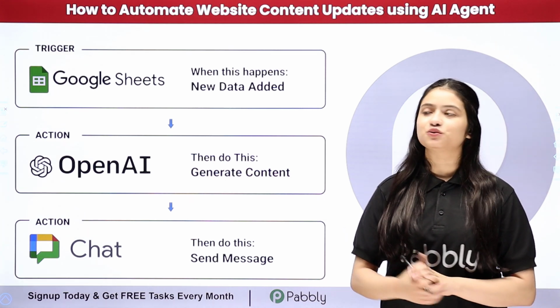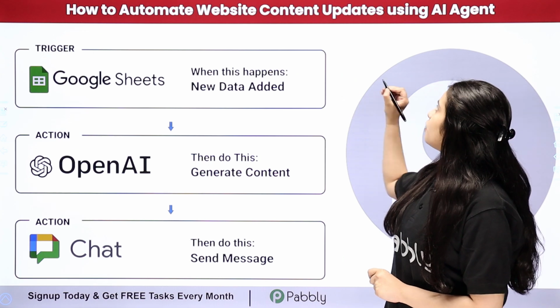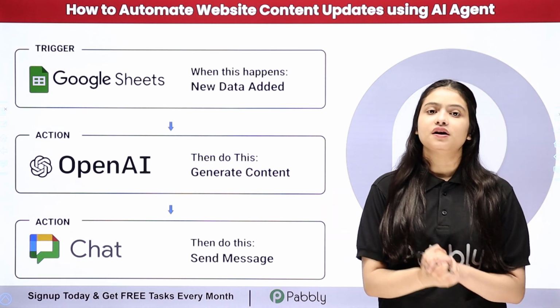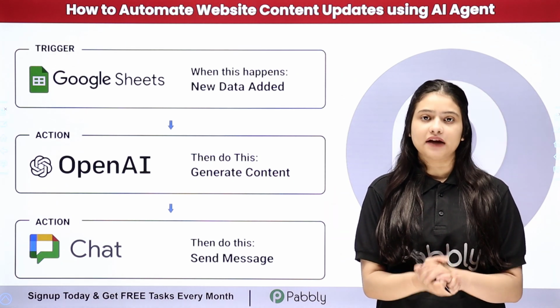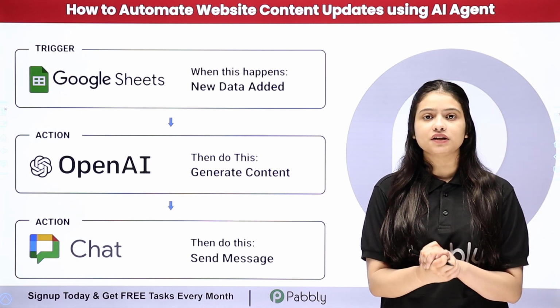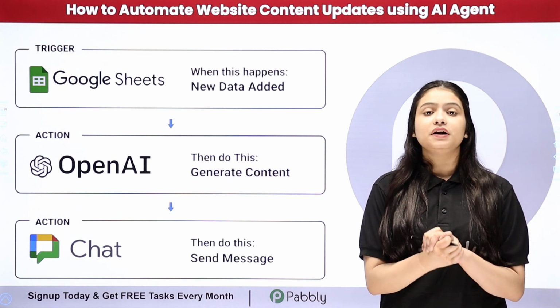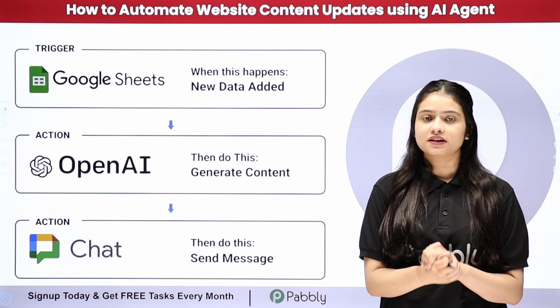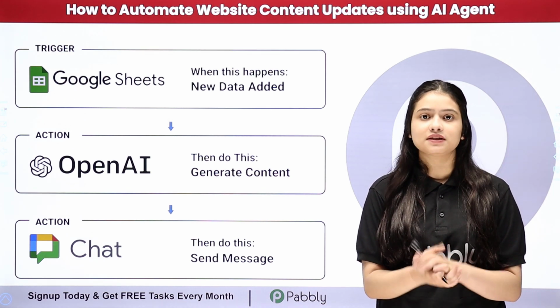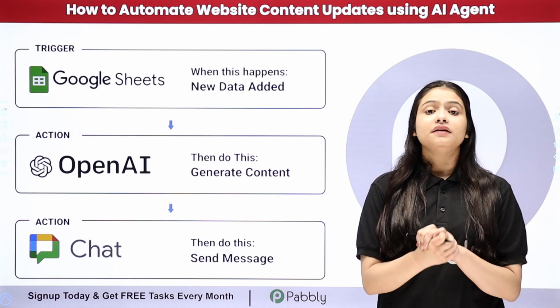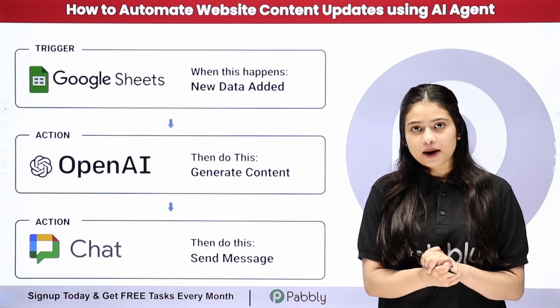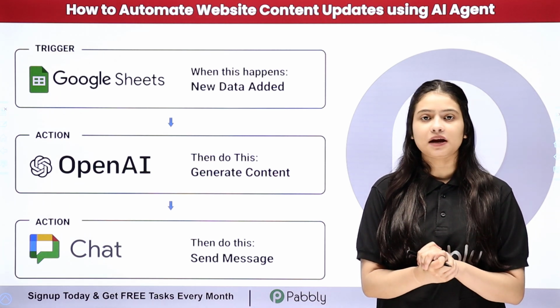In this video, we are going to learn how to automate website content updates using AI agent. So here, as an owner of a fashion brand, I need to regularly update the content of the products on my website, but doing it manually is a time-consuming process because some products have descriptions, special offers, etc. Therefore, I have decided to automate this entire process with the help of my AI agent and Pabbly Connect.